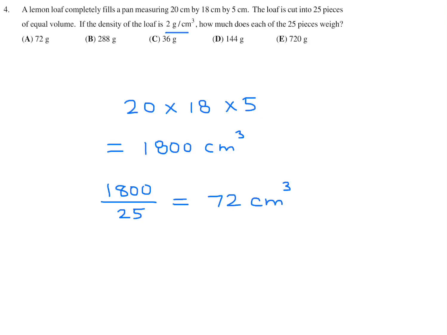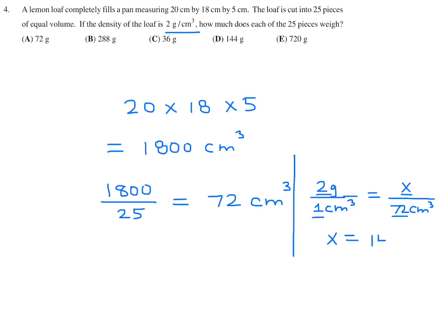Then they give you this density here, right? They say that 2 grams for every 1 centimeter cubed is the density, and that's how you figure out the weight. So we have 72 centimeters cubed, and we want to figure out how many grams. So no problem, cross multiply, 1 and x gets x, and then 2 and 72 gives you 144. And this is in grams. So there you have it. Number 4, the answer is 144, which is choice D.